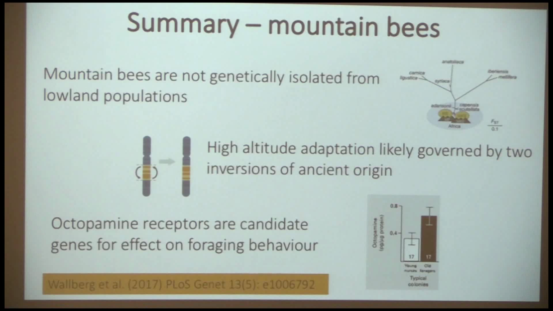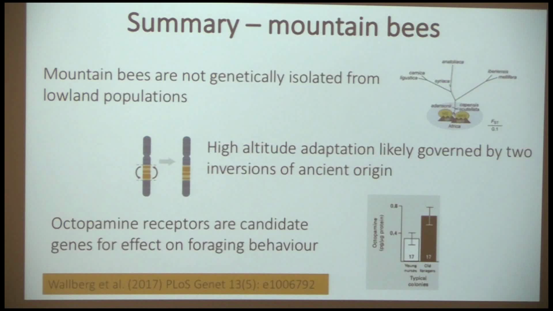So in summary, for the mountain bee section, we can show that mountain bees are not genetically isolated from the lowland populations. In the majority of the genome they're very similar, apart from in these regions which we think are inversions. And those are extremely anciently diverged from each other. Our best guess for candidate genes in those inversions are those involved in foraging behavior. So it's likely to be an example of how inversions are involved in local adaptation.